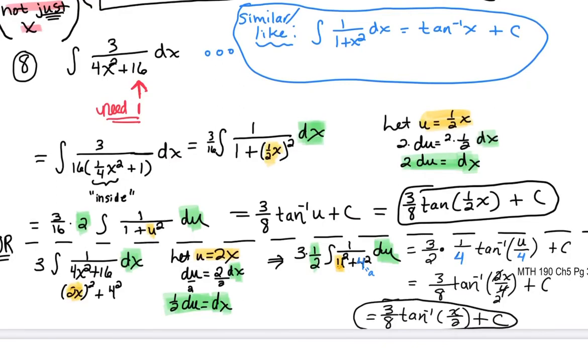Okay, so it's two different approaches, but notice they both require u substitution. Again, some instructors might prefer one over the other, so I'm just showing you both.